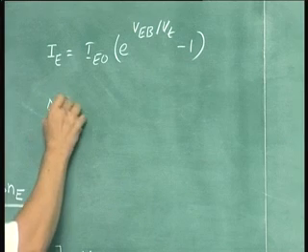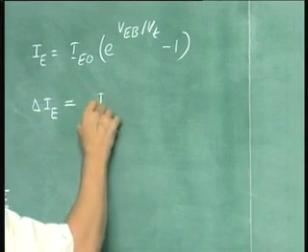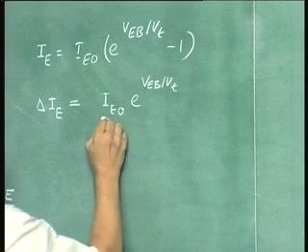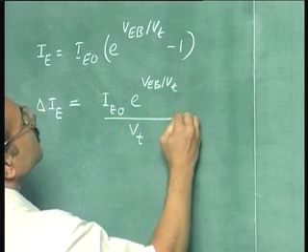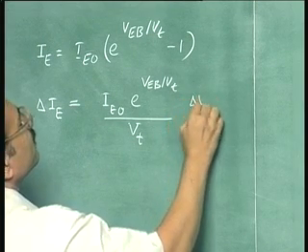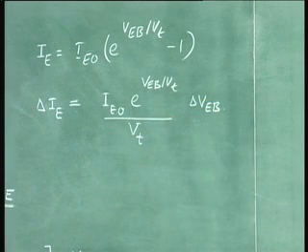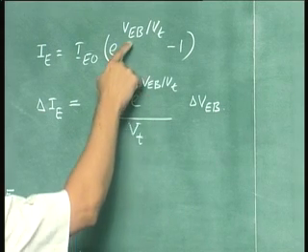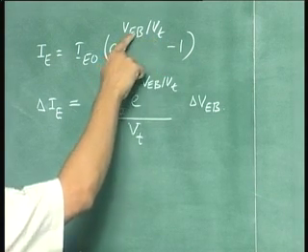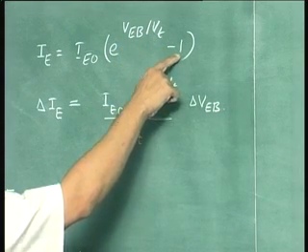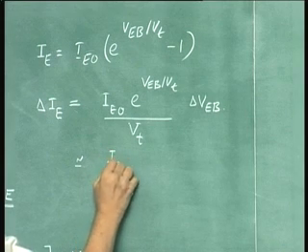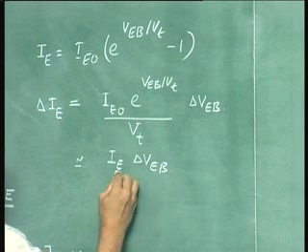So we can write delta IE is equal to IE0 exponential of VEB by VT divided by VT into delta VEB. Wherein, if VEB by VT is more than about 3 times VT, which will practically be the case, exponential VEB by VT is much greater than 1. And therefore, IE0 exponential VEB by VT is nothing but IE itself. So we can write this as approximately equal to IE into delta VEB by VT.